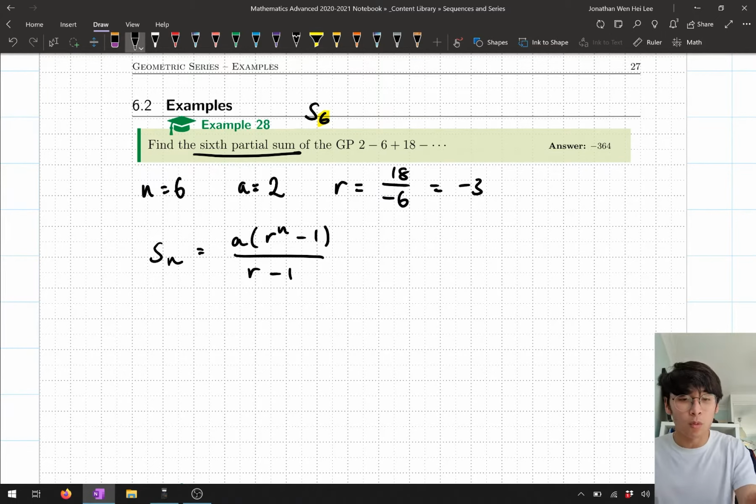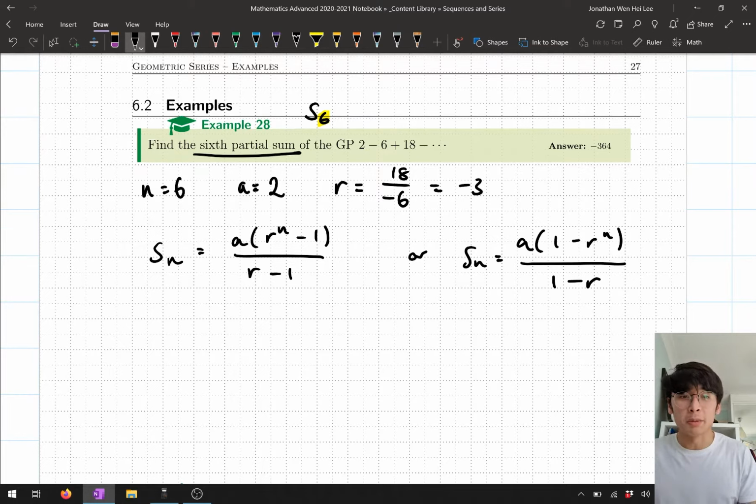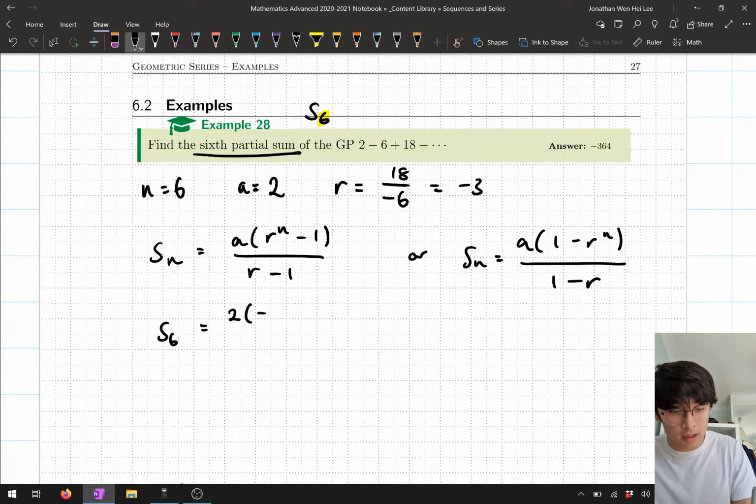Now, what I said as well was we can use the other version, in particular if we are dealing with a negative value of r. I'm just going to show you how both of these formulas work out here. But if you want to find an exact value, you often want to use this second version if you've got a negative value. So here, I'm just going to substitute those values in. I'm finding the sixth partial sum, so that's going to be 2 times (negative 3 to the power 6 minus 1) over (negative 3 minus 1).